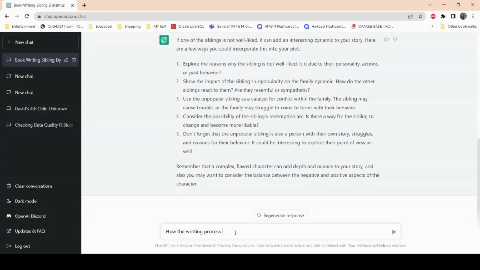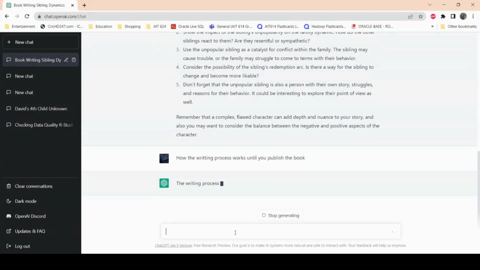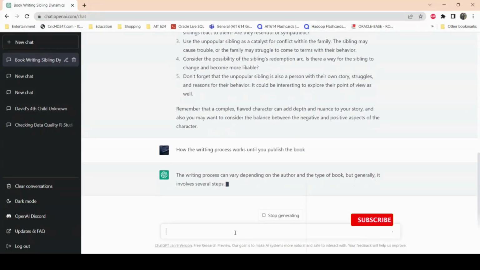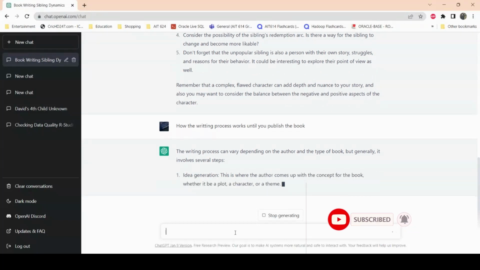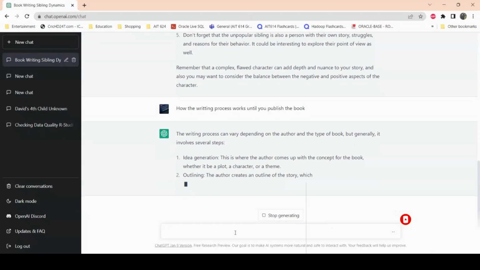Okay, so let's ask how the writing process works until you publish the book. So now, if you don't know the process and how it works, let's find out. The writing process can vary depending on the author and the type of the book, but generally it involves several steps.